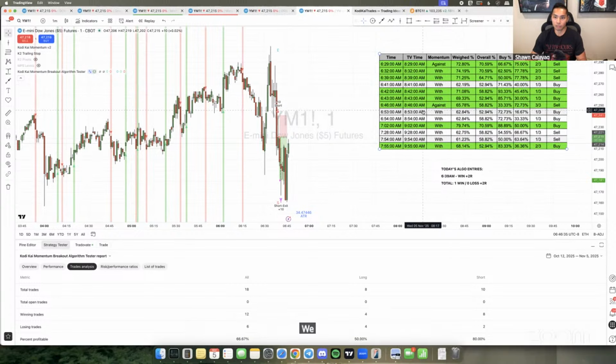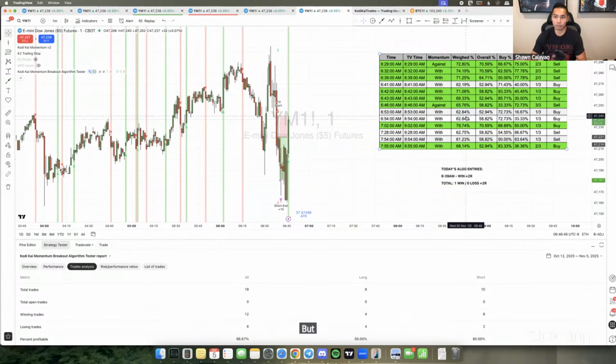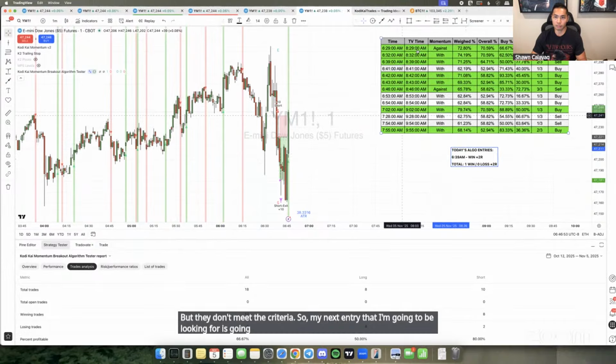We got a couple non-target entries right here at 653, 654. The weighted probability is not super bad. I mean, they're at 62.84 for both, but they don't meet the criteria. So my next entry that I'm going to be looking for is going to be here at 702.